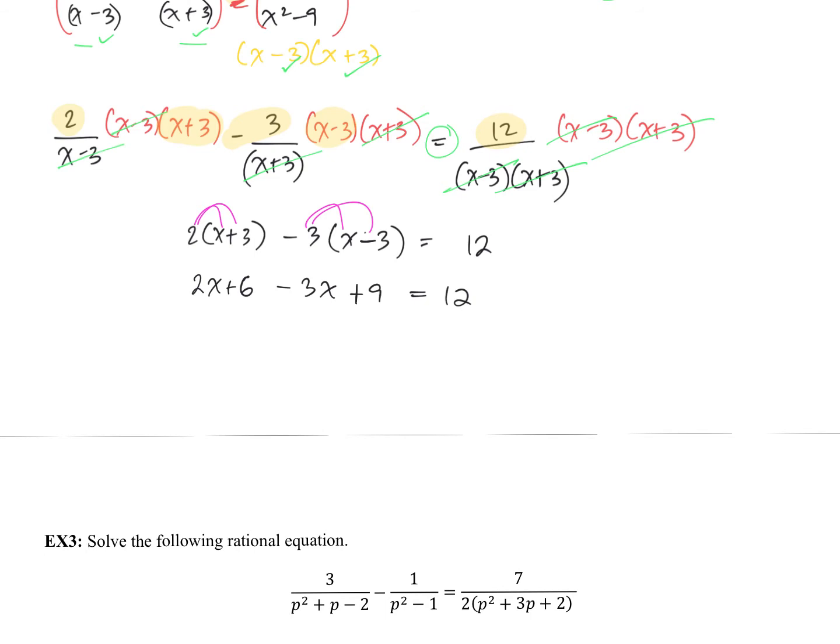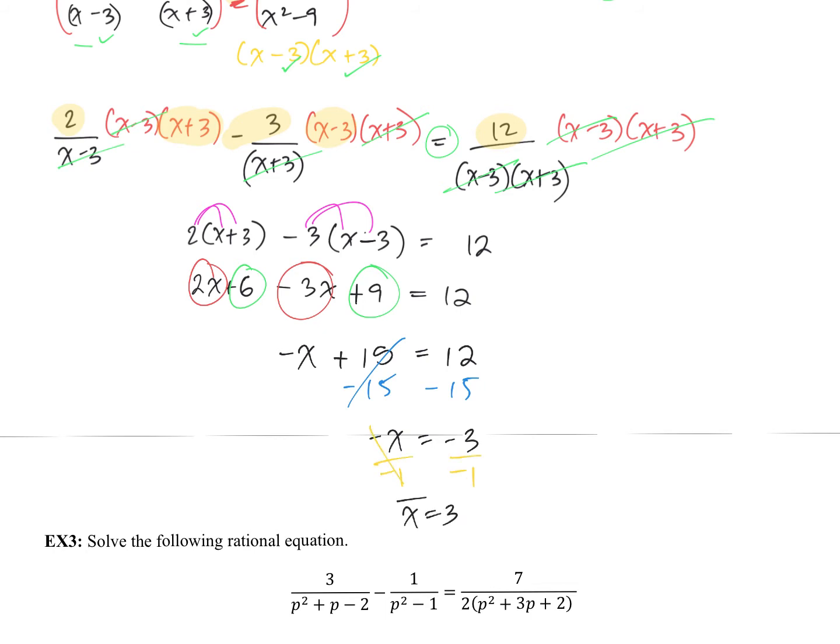Okay, so continuing solving, combining like terms, and we'll get negative x plus 15 equals 12. I'll go ahead and get x by itself, so minus 15 from both sides. Then we get negative x equals negative 3. Dividing both sides by negative 1, and x equals 3. Okay, so we found out that x equals 3.